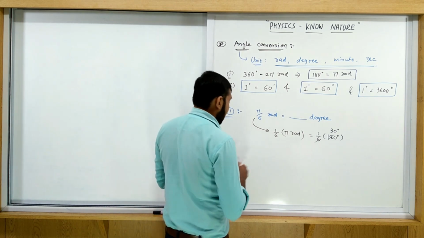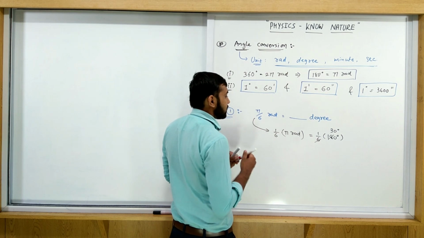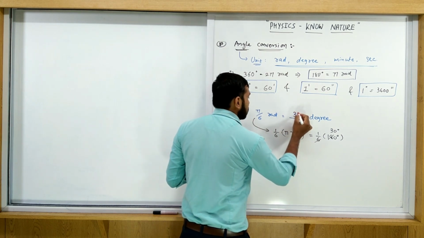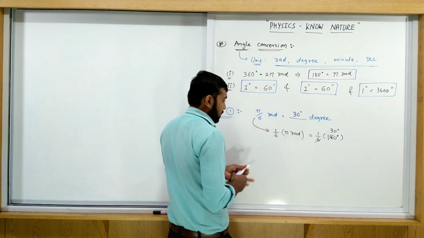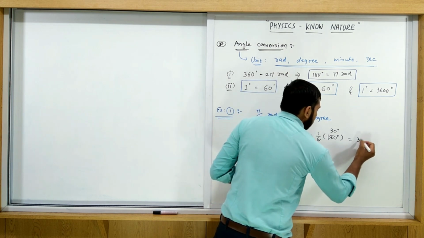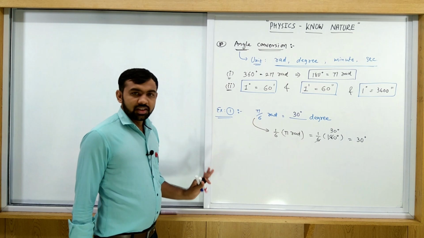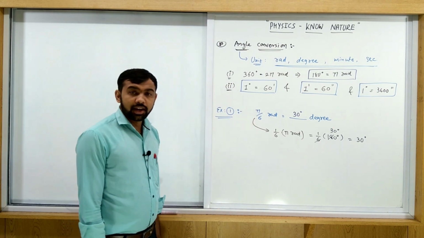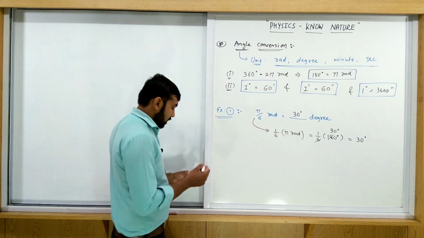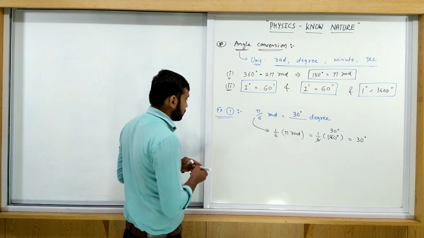It means our answer is: pi by 6 radian is equal to 30 degree. Here also write down it is equal to 30 degree. That's quite a simple method. You just use this, and finally you get this type of answer. Let's see another example. Example number 2.